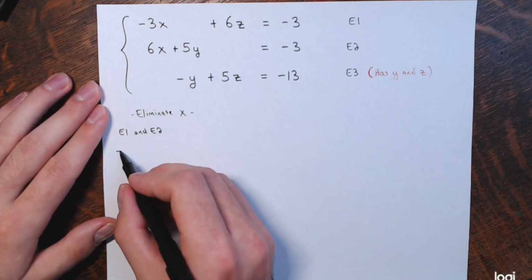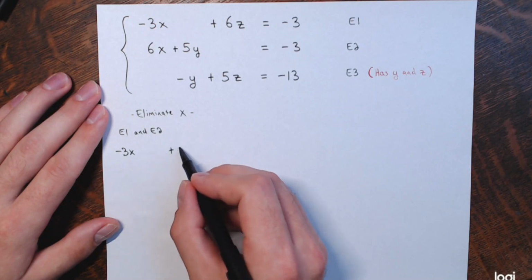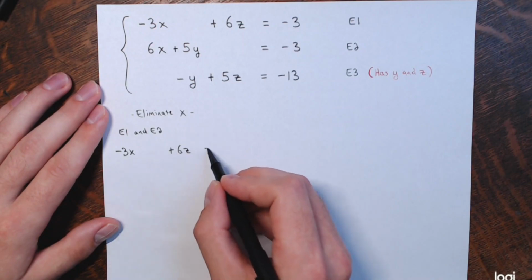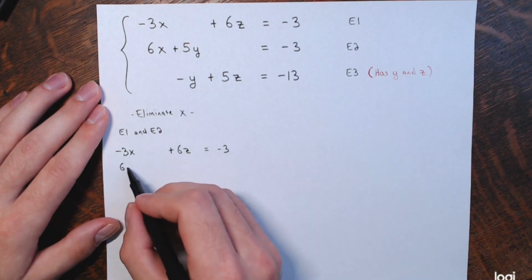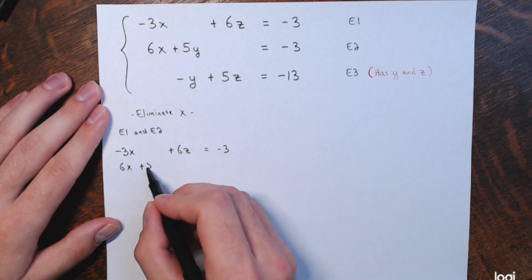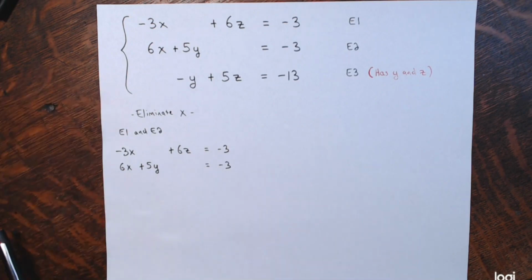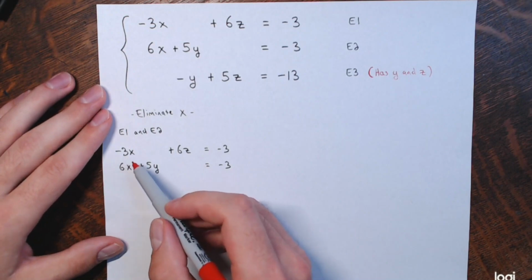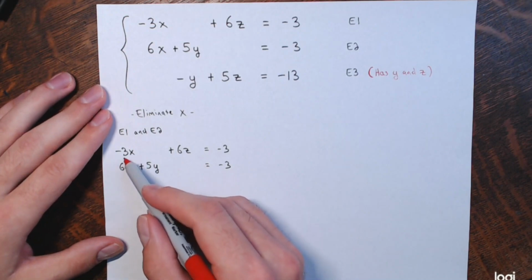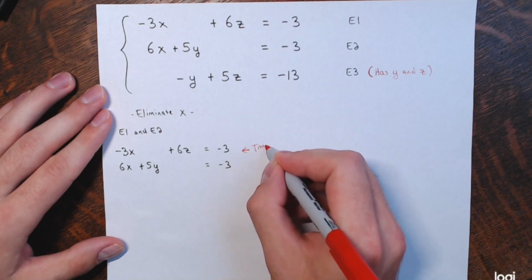So equation 1, negative 3x plus 6z equals negative 3. Equation 2 is 6x plus 5y equals negative 3. And it would be pretty easy to do elimination of x here, and that's why I chose equation 3 to keep. Multiply the top equation by 2. Right, both sides, every single term.